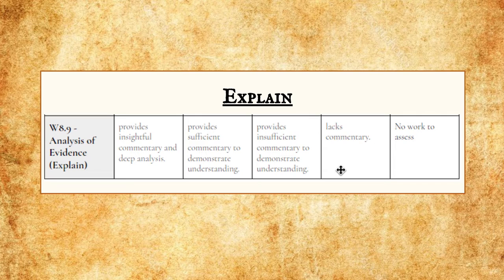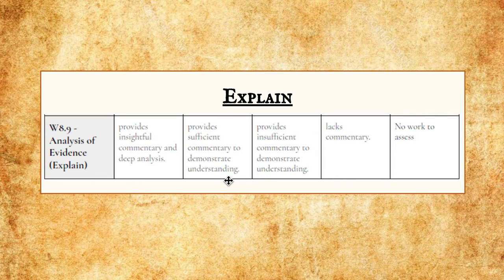So then a 2 is to provide insufficient commentary to demonstrate understanding. So this is where maybe I tried to explain it, but Mr. Tomas, Miss Smikala, and Miss King don't understand what it was I was trying to explain. And then a 3. We should put the numbers up here next time. A 3 provides sufficient commentary to demonstrate understanding.